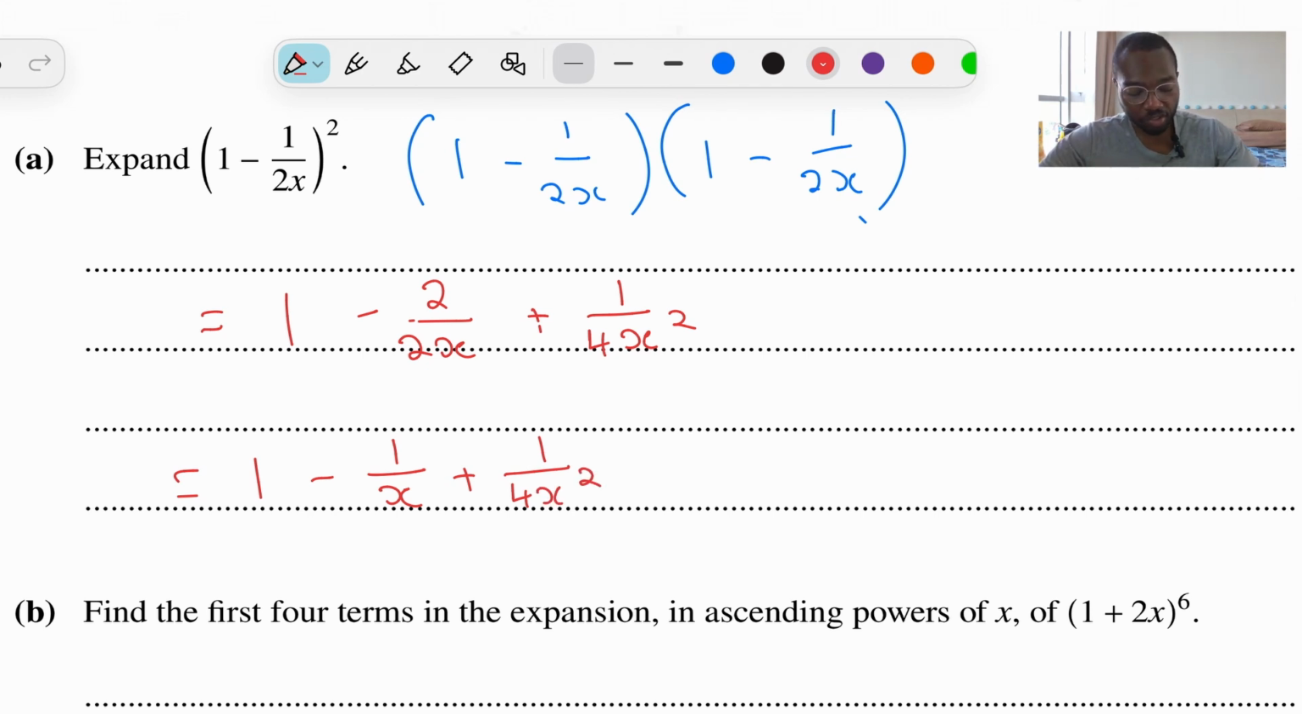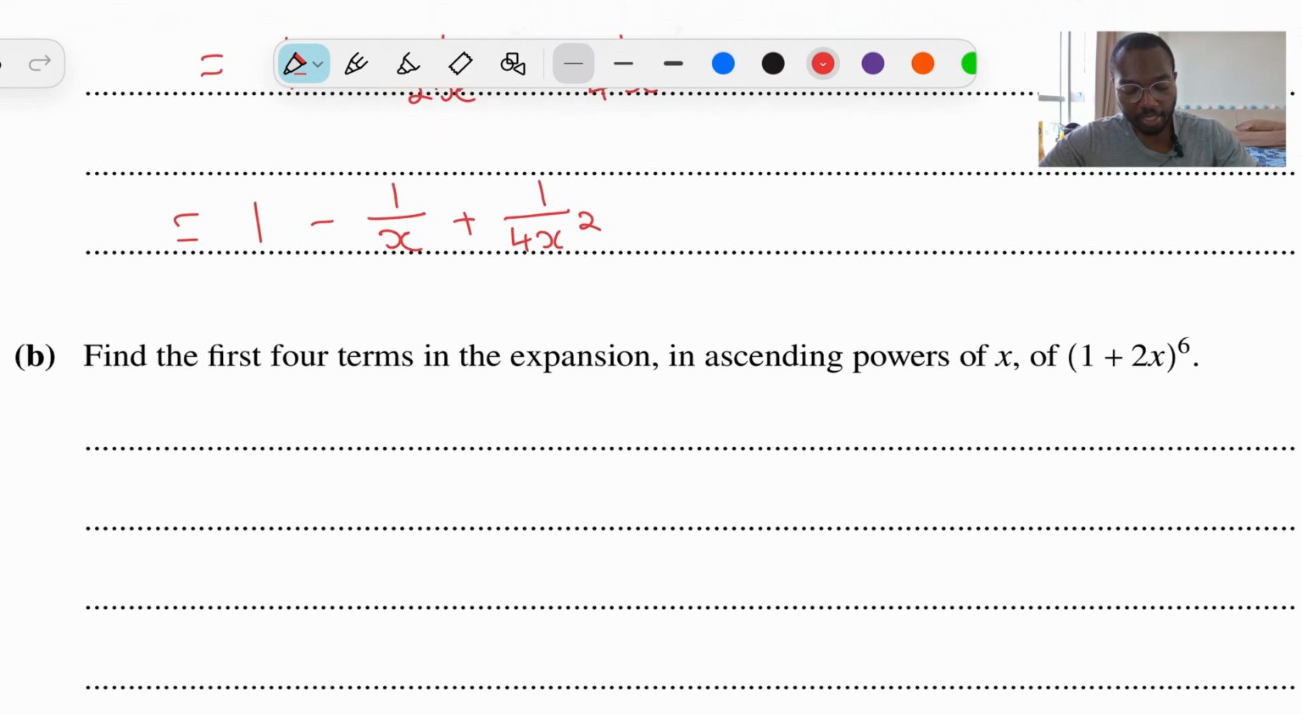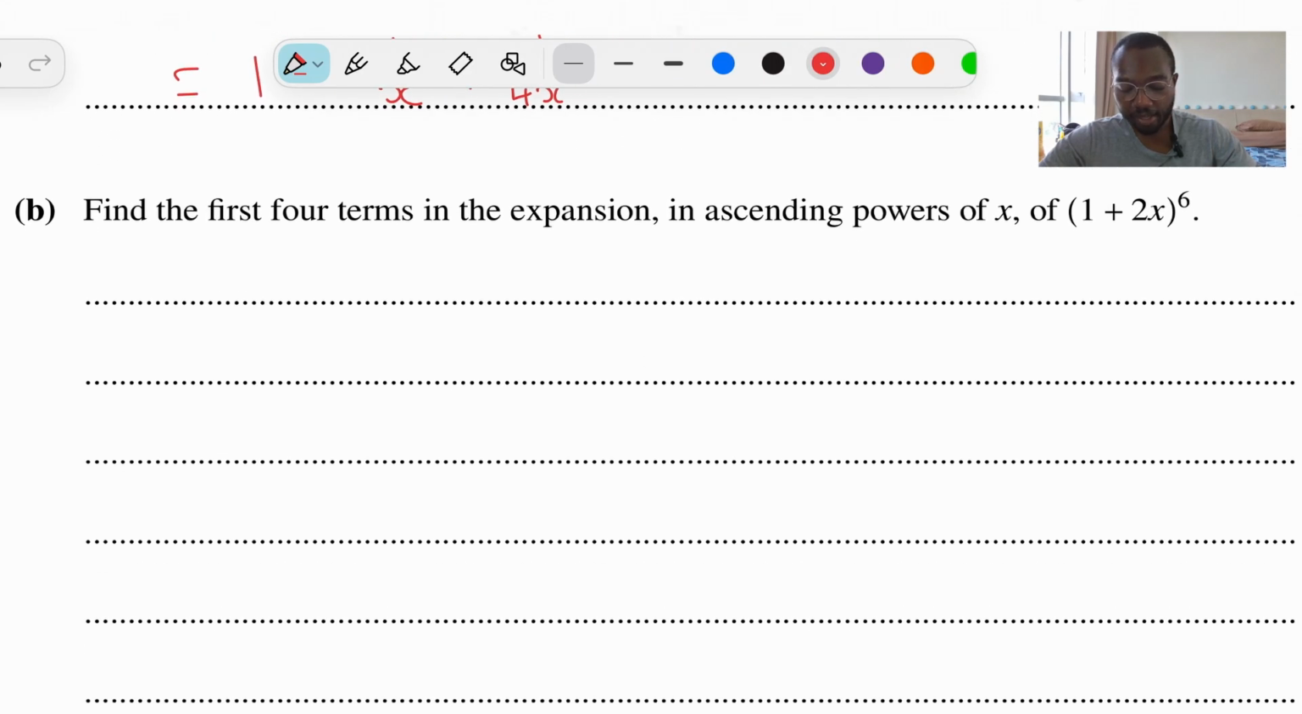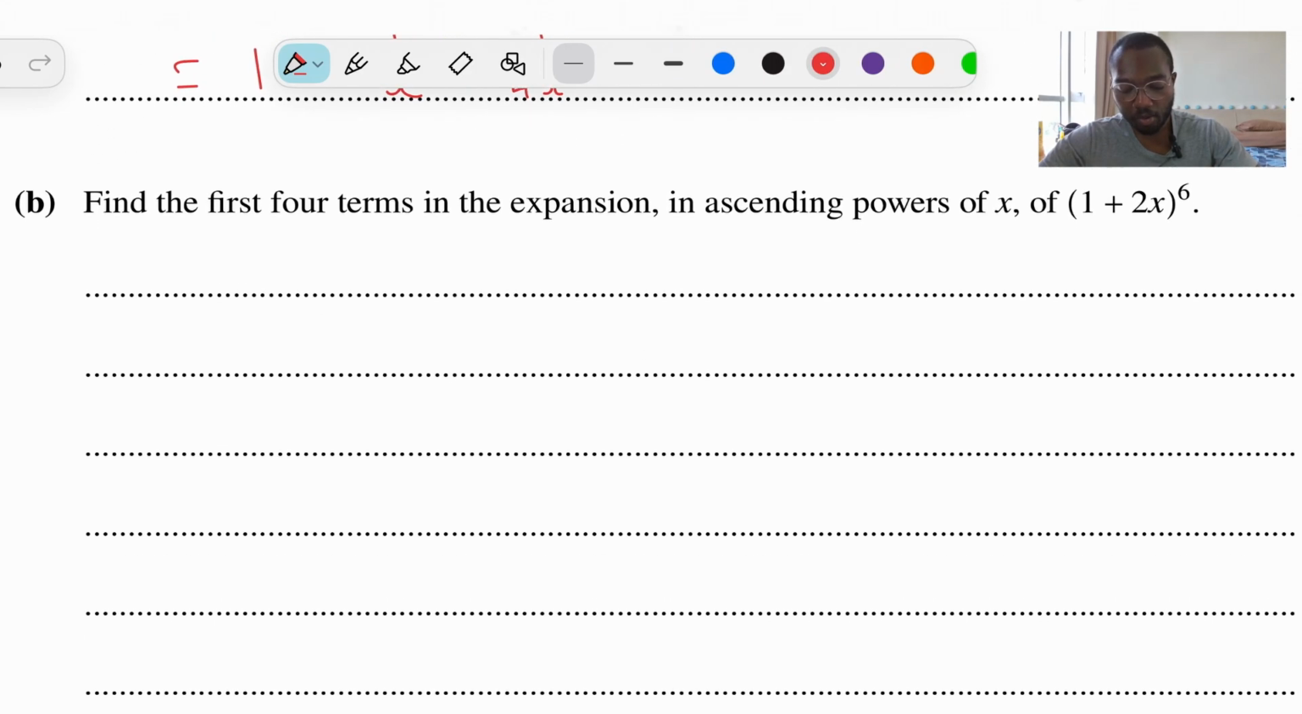And for the second question now, we need to find the first four terms in the expansion in ascending powers of x of (1 plus 2x) to the power of 6. So for this one, we can use normal binomial expansion. So if something like (1 plus 2x) to the 6, well, that is the same as we can do 6 choose 0, and then that will be, now we don't need to include this, obviously we can just put 1, but I'm just going to write it like 1 to the power of 6, and then that is times 2x to the power of 0, so that'll be the first term.